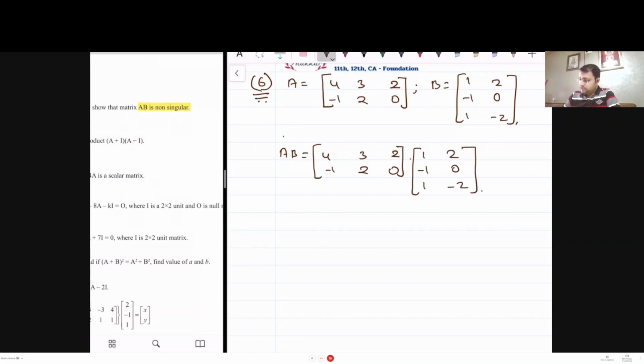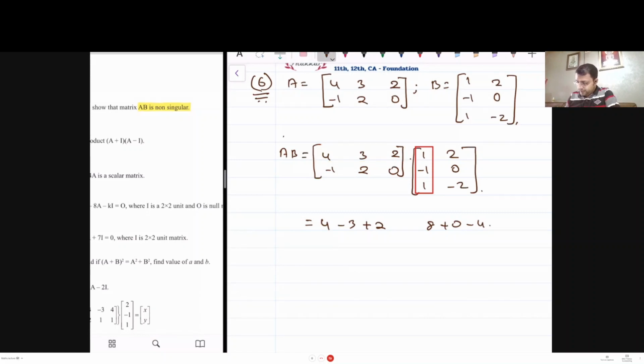So let's multiply the first row elements with the columns of the second matrix. So first of all, these both will get multiplied. So what do I get? 4 into 1, 4, -3 plus 2. Then it is 4 into 2, that is 8, then plus 0, and then it is -4. So we are done with the first row, first column.